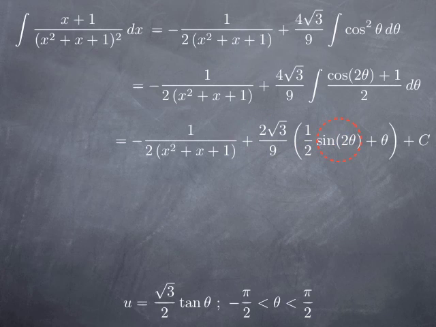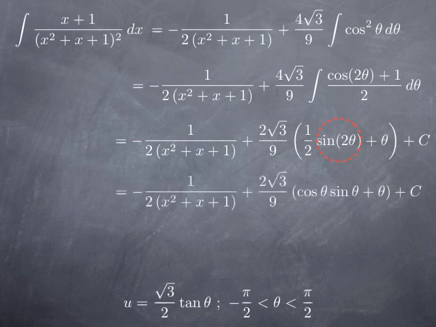Now this sine 2 theta is a little bit of a problem because we want to at the end obtain a function of x alone without any theta left, because we're looking for an antiderivative of our original function of x, and we want that as a function of x. We have a clearer correspondence between theta and u than between 2 theta and u, so I'm going to replace sine 2 theta by 2 cosine theta sine theta, but since I'm multiplying by 1/2, what I obtain is really just cosine theta sine theta plus theta.